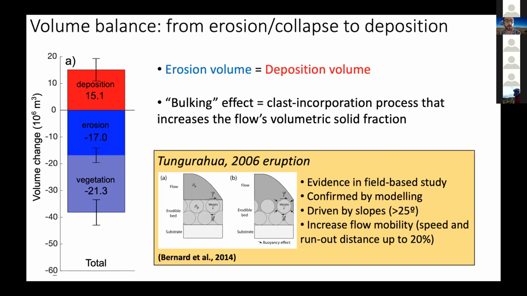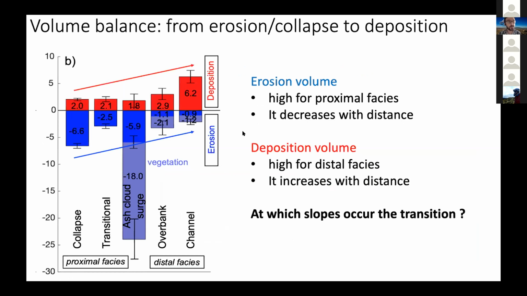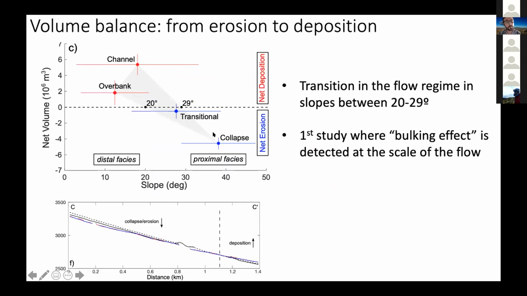So we first try to look at the mass balance for the different facies. We decompose the volume per facies, and we see an increase of deposition from proximal to distal distance, and at the same time a decrease of the erosion volume from proximal to distal. We want to know at which slopes this transition between erosion and deposition occurs in this flow. We look at that by plotting the mean slope for the different facies as a function of the net volume. And we see this transition, of course there are large uncertainties, but taking the mean slope, we see around 29 degrees for the slope transition between erosion and deposition.